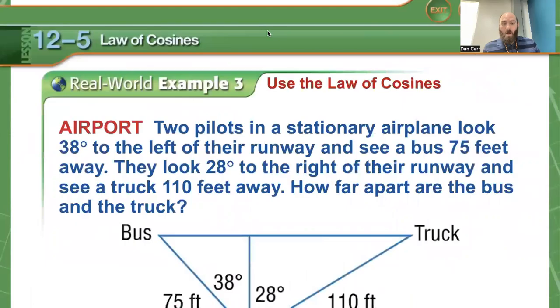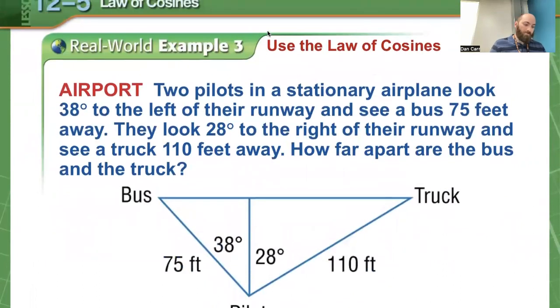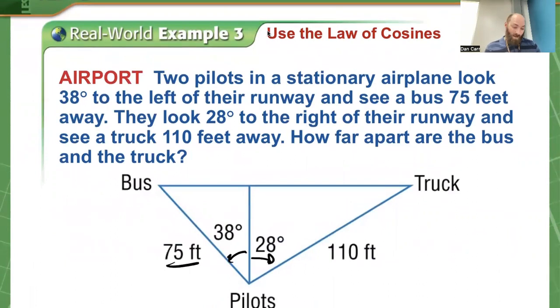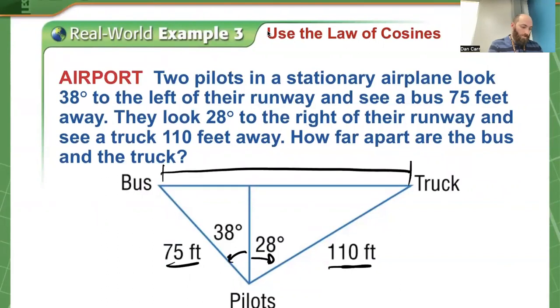Here's a word problem that we're going to cover real quick. Two pilots in a stationary airplane look 38 degrees to the left, so that's this one right here, and see a bus that's 75 feet away. They look 28 degrees to the right and see a truck that's 110 feet away. That's this one right here. How far apart are the bus and truck? That's what I'm looking for.